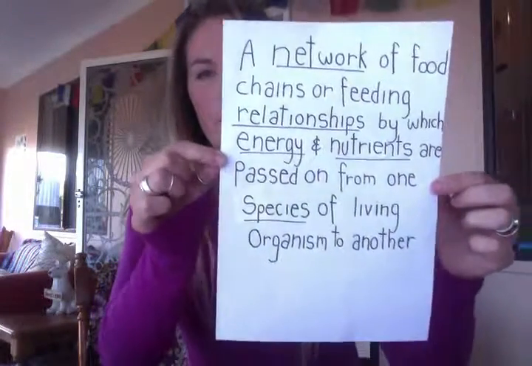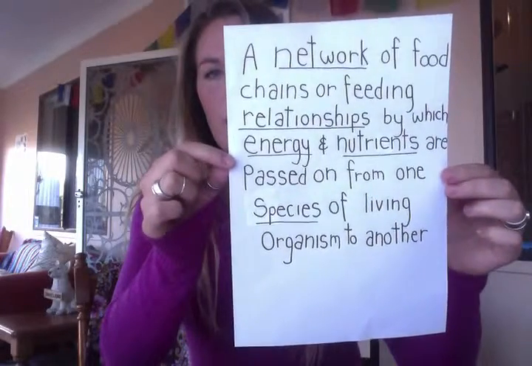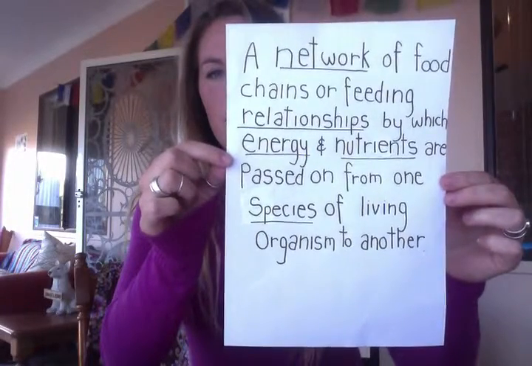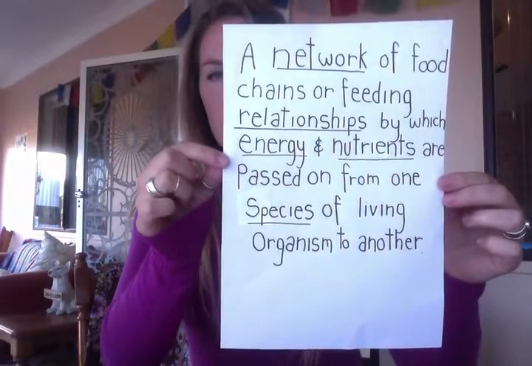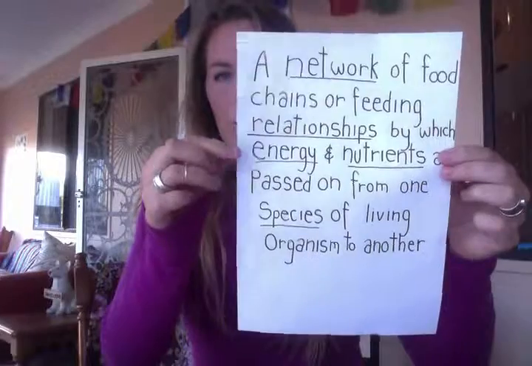So, food chains, that was a recap. Now I'm going to give you the definition of a food web as we move on to that topic. I've highlighted or underlined some of the words in this definition because they're very important to consider when we're looking at food webs. Here's the definition of a food web: a network of food chains or feeding relationships by which energy and nutrients are passed on from one species of living organism to another.